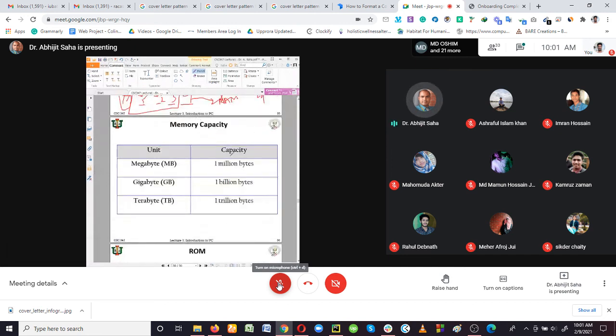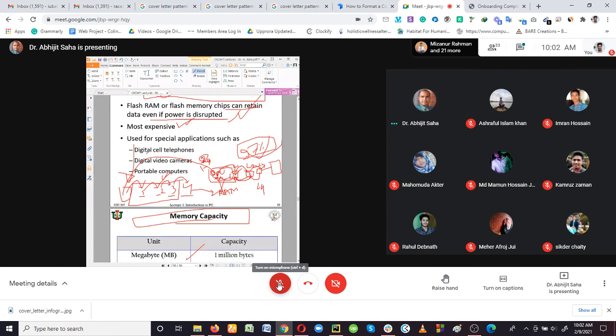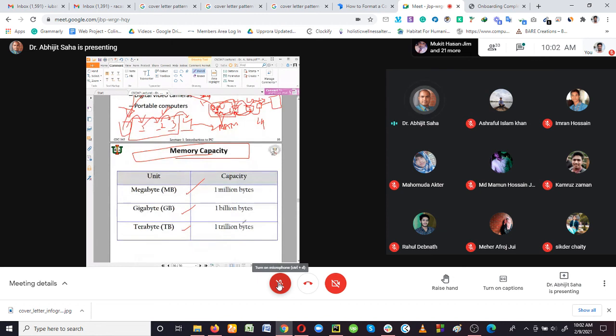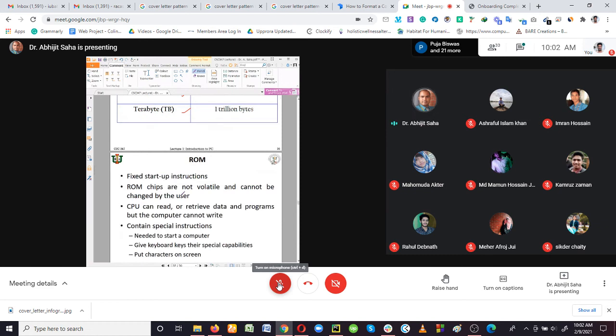And then we have here the memory capacity. I think we already know that a megabyte equals 1 million bytes, a gigabyte equals 1 billion, and a terabyte means 1 trillion. So this is what we already know about memory capacity. For the memories we have in the computer, like hard disks and RAM, the unit of memory size is determined with kilobyte, megabyte, gigabyte, and terabyte. So this is just simply showing a table, nothing else.